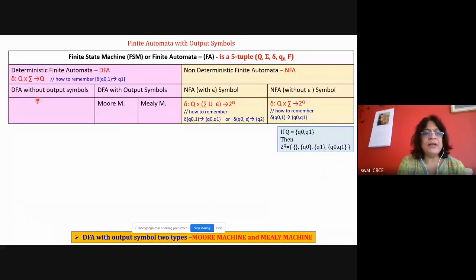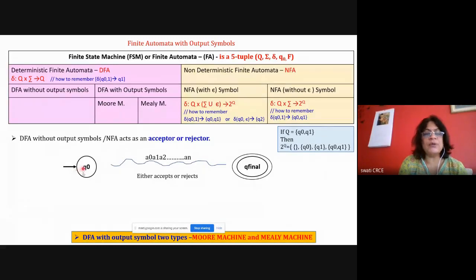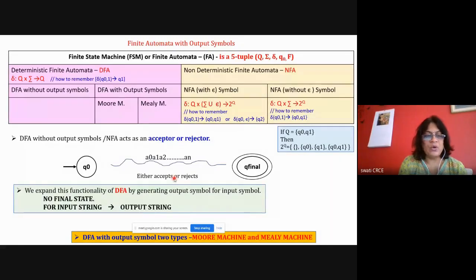For DFA, there is DFA without output symbol and DFA with output symbol. Examples of output symbol machines are Mealy machine and Moore machine. And DFA with or without output symbol acts as an acceptor or rejector, and even NFA acts as an acceptor or rejector. For example, we say that the machine starts from Q0. After processing the input, it reaches the final state. So it may reach or it may not reach. If it is reaching, then it is an acceptor, or it is rejecting the string, and then it is acting as a rejector.